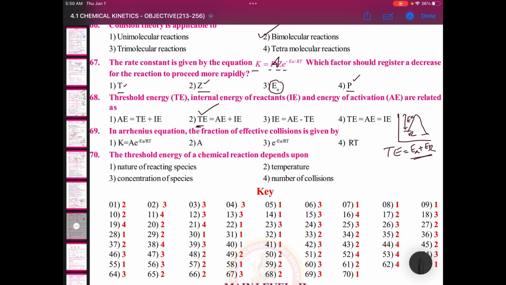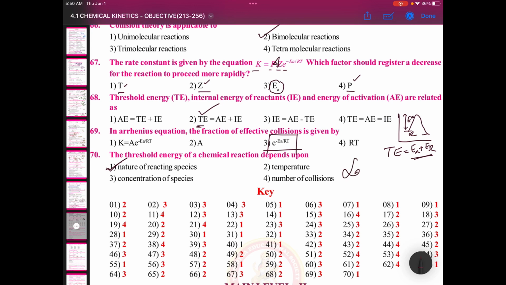Arrhenius equation, the fraction of effective collisions is given by e to the power minus EA by RT. Direct statement it is. The threshold energy of a chemical reaction depends only on the nature of reactants, because threshold energy is the sum of the activation energy, which depends only on the nature of reactants, and the internal energy. Internal energy is again a nature of the reacting species, only on the nature of reacting species.